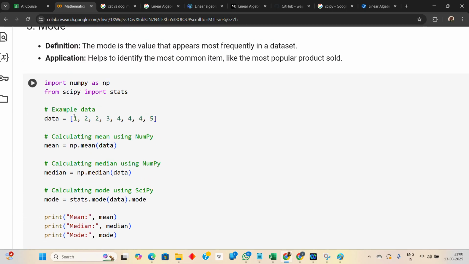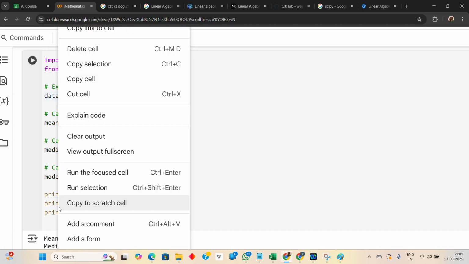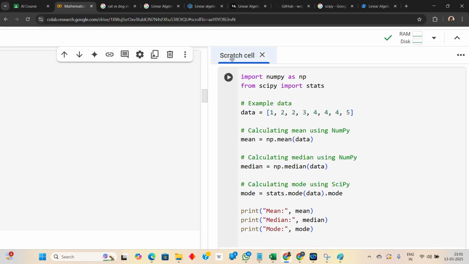To calculate all such things, we use SciPy. In SciPy there is a library called stats, and in stats, mode is there. When I was teaching NumPy, I told you that in NumPy we can only use mean and median. For mode, we have to use another library called stats. There we can use mode, and if you pass the data, you will get the mode of it. In this example, I provided the mean, median, and mode also.